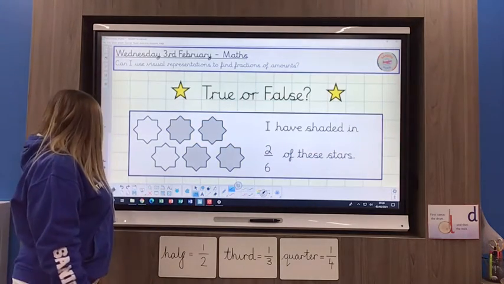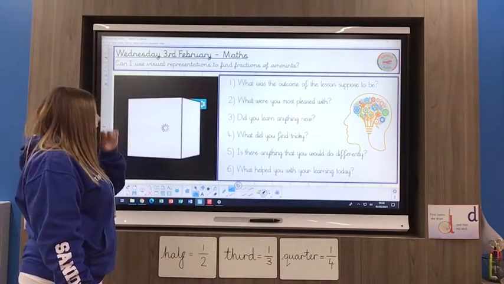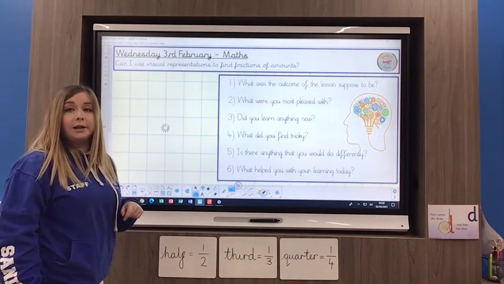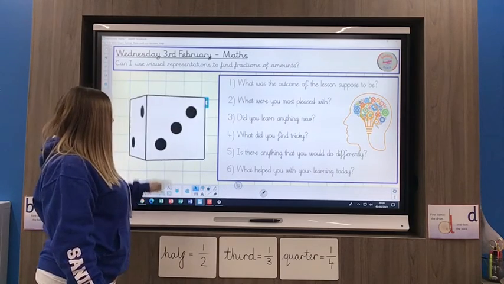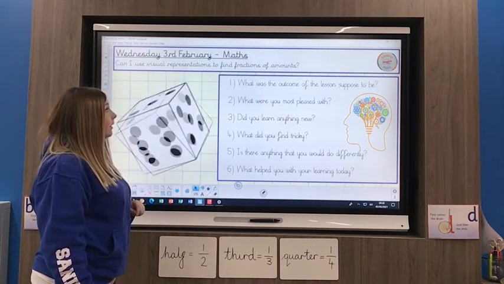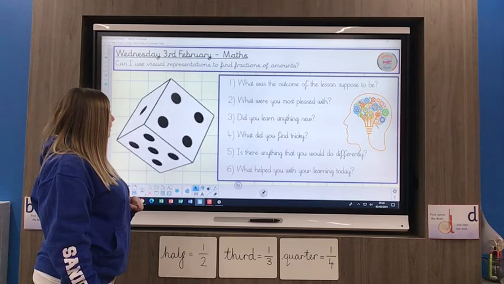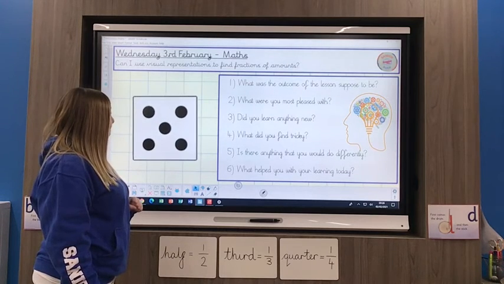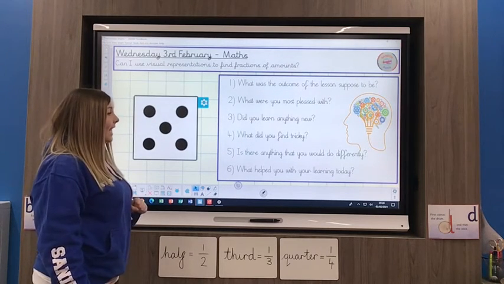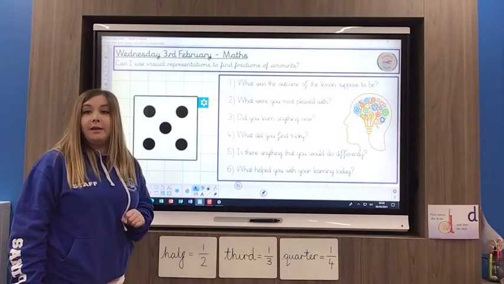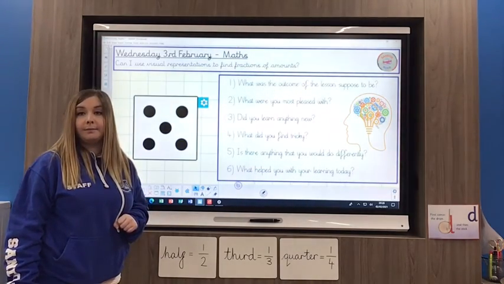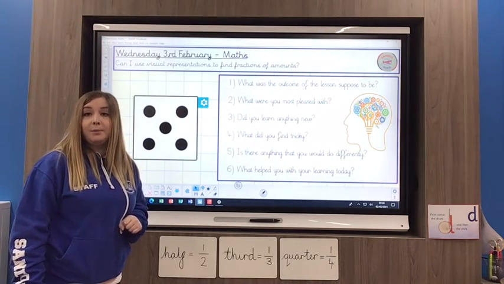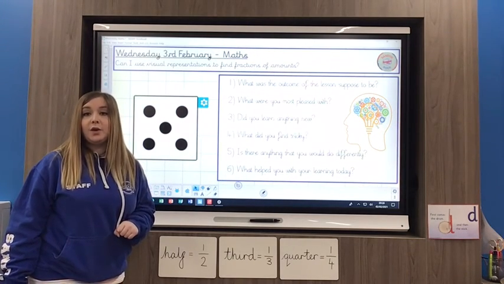And finally then, year 4, let's finish our lesson by reflecting on our learning today. Let's roll our dice. And it landed on a 5. Is there anything that you would do differently today? Don't forget to take a picture and send it to the year 4 email address.